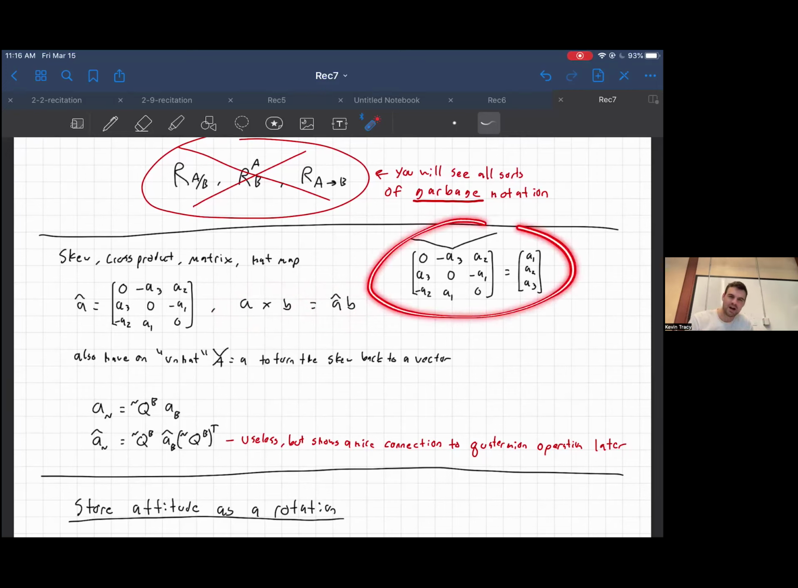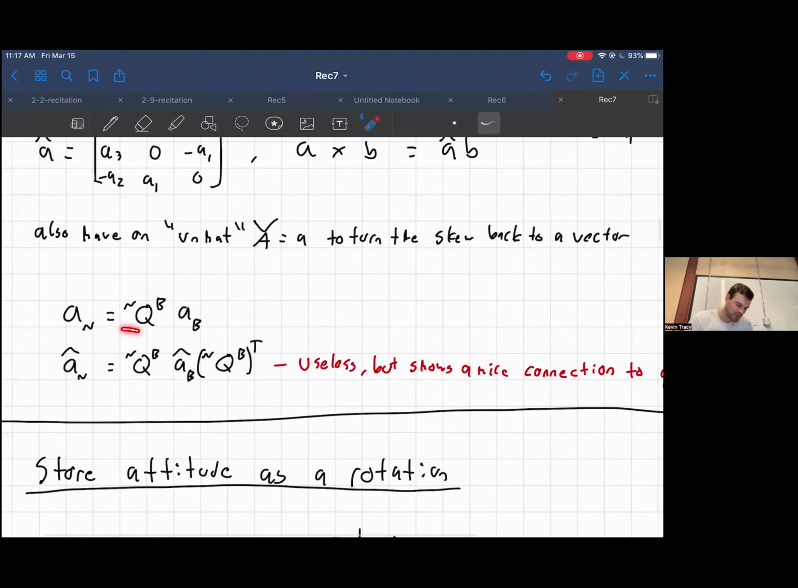Then I brought up the unhat, which is just the inverse of the hat map. So the unhat just takes the skew symmetric matrix and maps it back to being the vector itself. And then I introduced this thing, which is totally useless, but gives us a nice similarity between this and quaternions.